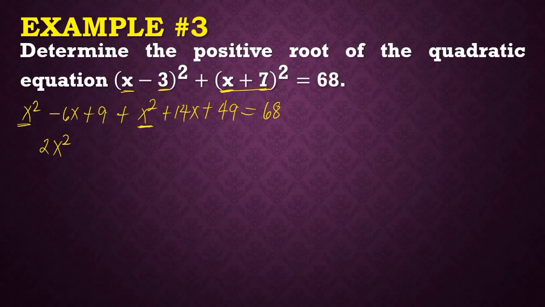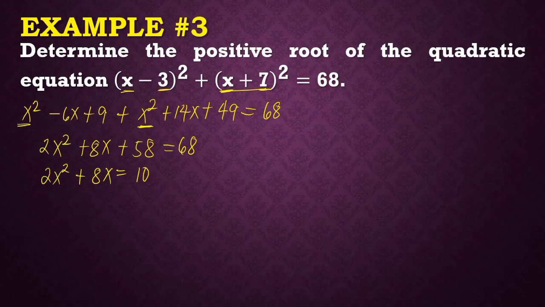Next, negative 6x plus 14x, that is 8x. And then, 9 plus 49, that is 58, equals 68. So, since gagamit naman tayo dito ng completing the square, ang gagawin natin, yung 58, ililipat natin sa right side. So, magiging 2x squared plus 8x equals, so 68 minus 58, that is 10.